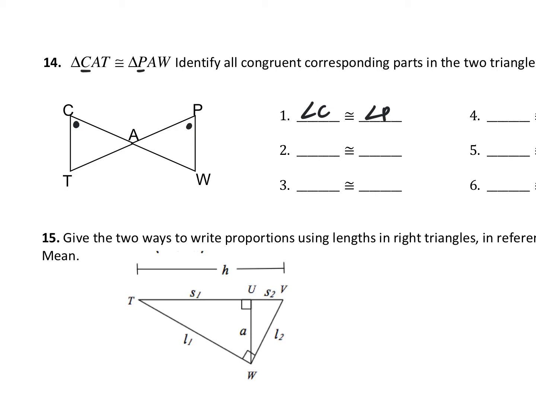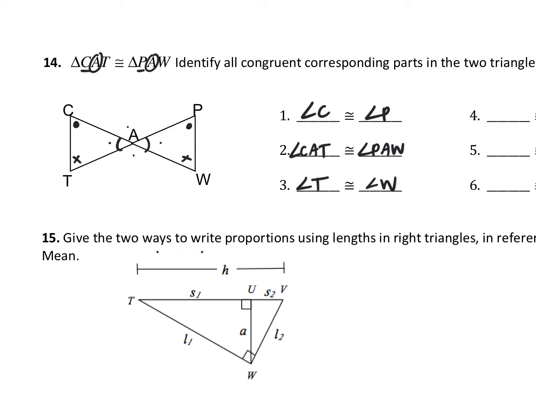We know that angle A is going to be congruent to angle A, or specifically, angle CAT is congruent to angle PAW. We can't just say angle A because there are actually 4 angles that relate with angle A. So angle CAT is congruent to angle PAW. And then lastly, we know that angle T is congruent to angle W. And we can say that because there's only one angle attached to those.